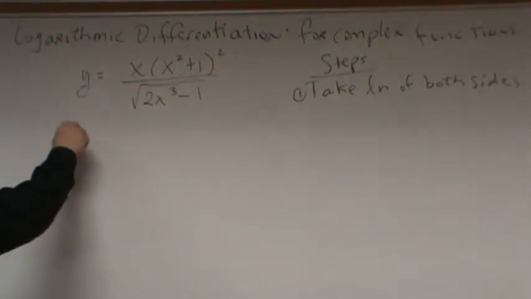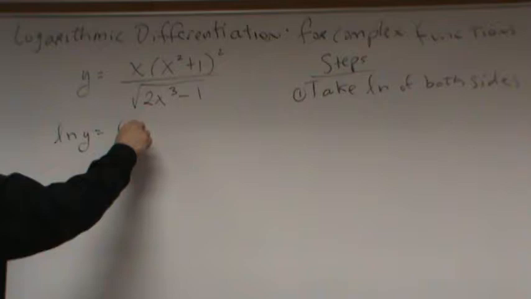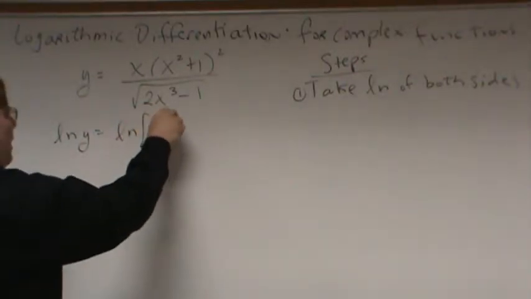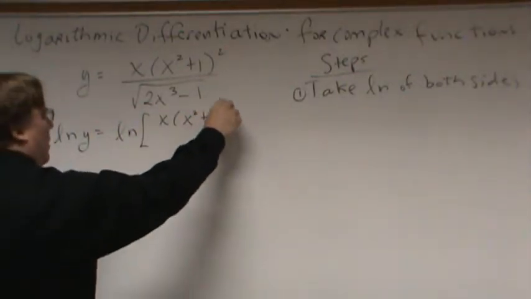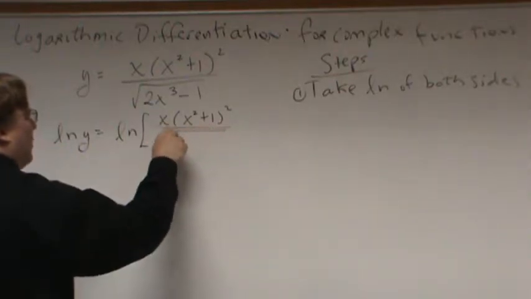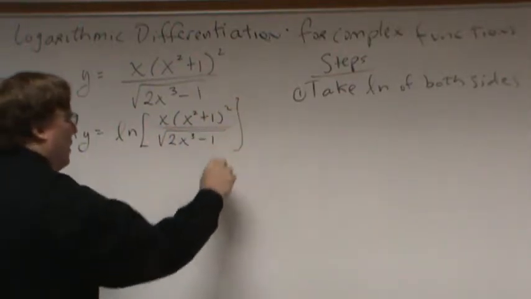So now I'm going to have the log natural of y equals the log natural of x times (x squared plus 1) squared over the square root of 2x to the 3rd minus 1. Okay?